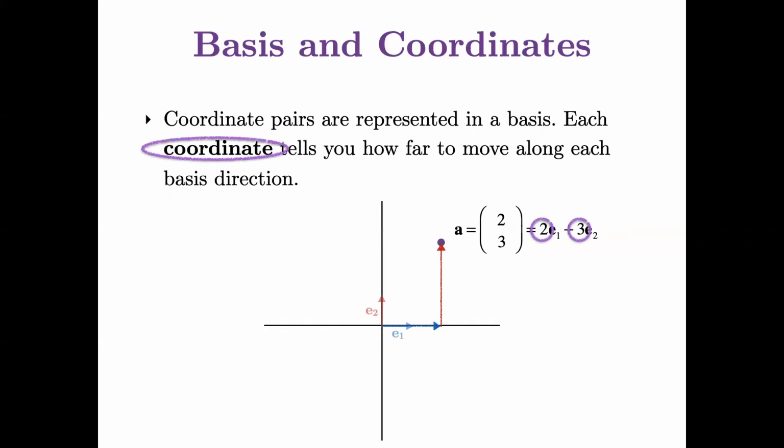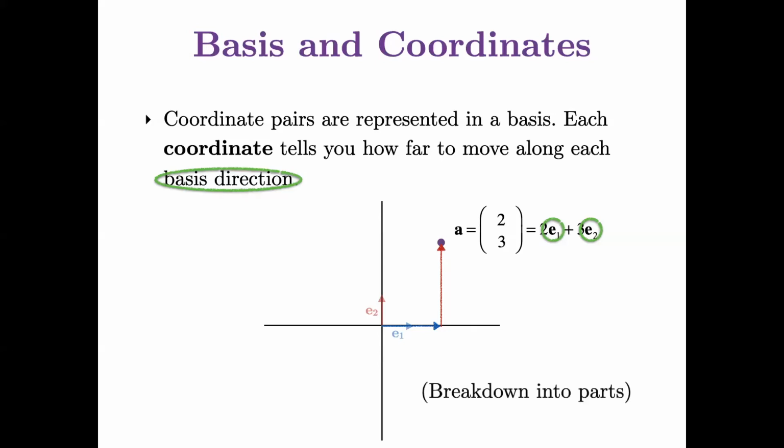The 2 and the 3 here are the coordinates, but it's important to understand, and this was never highlighted in elementary education, that they correspond to certain basis directions. Here, E1 and E2 are what we usually think about as the positive x direction and the positive y direction. So again, this is itself a breakdown of that point, that vector, 2, 3, into parts along its basis directions.